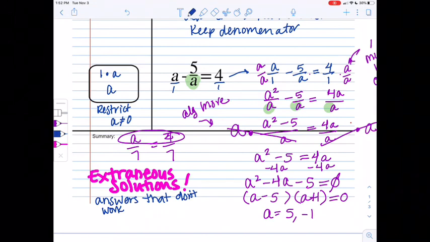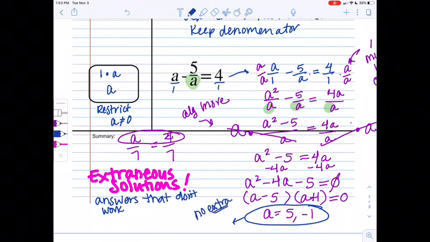But it looks like I didn't get an answer of 0, right? I got 5. Does that work? 5 minus 5 over 5 is 1, equals 4. That one works great. Negative 1: 5 divided by negative 1 is negative 5, so negative 1 minus negative 5 is 4. Also works great. Does anything wreak havoc and cause my denominator to turn to 0? No, that's good. I can keep both of these answers. This one has no extraneous solutions.